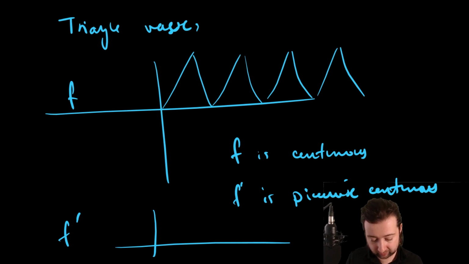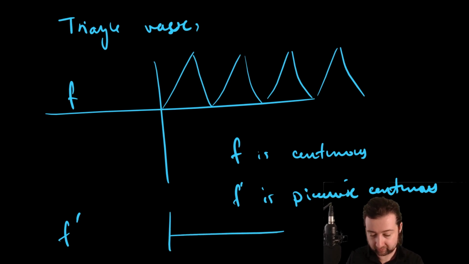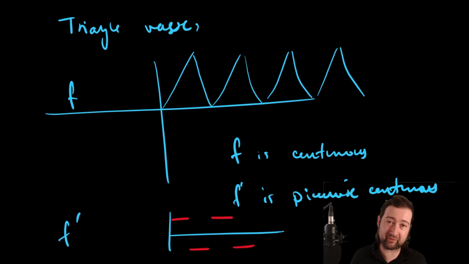So f prime is going to look like this. It has slope 1 and then slope -1 and then slope 1 and then slope -1. So the derivative of a triangular wave is a square wave. So f is continuous and f prime is piecewise continuous, and that's why the triangle wave could be approximated with a Fourier series.